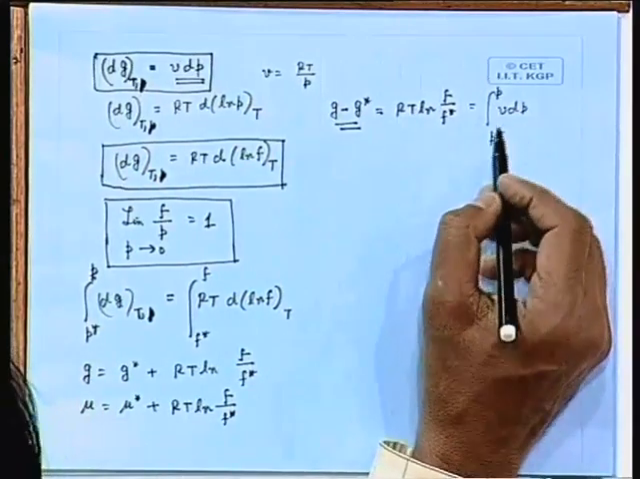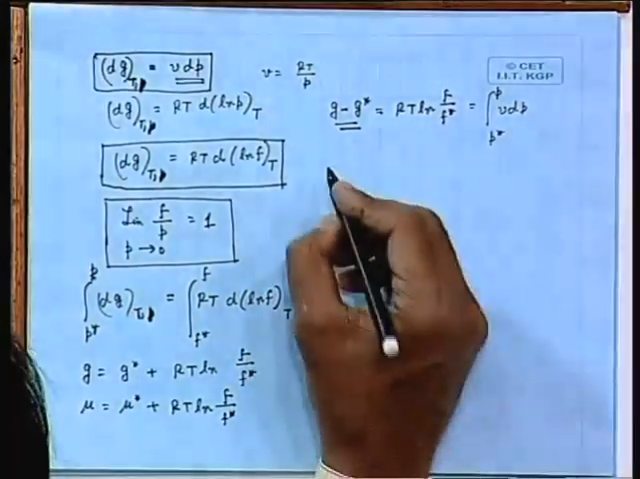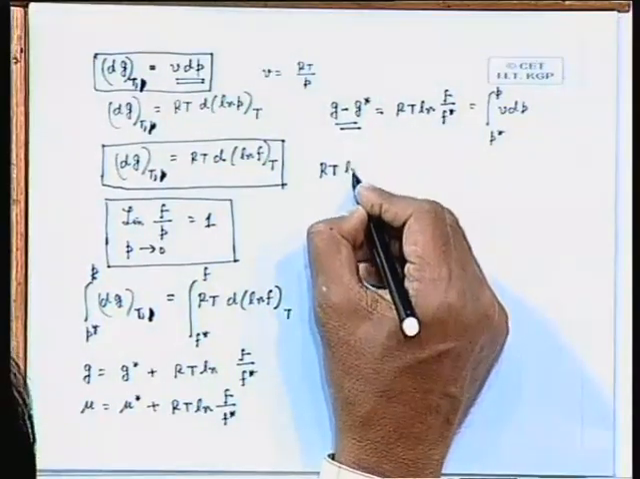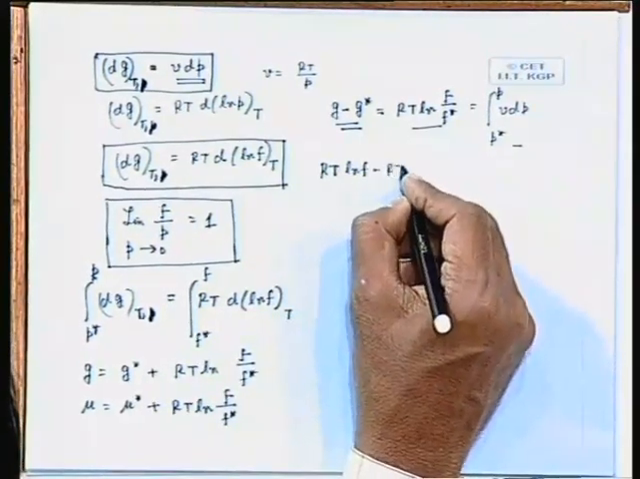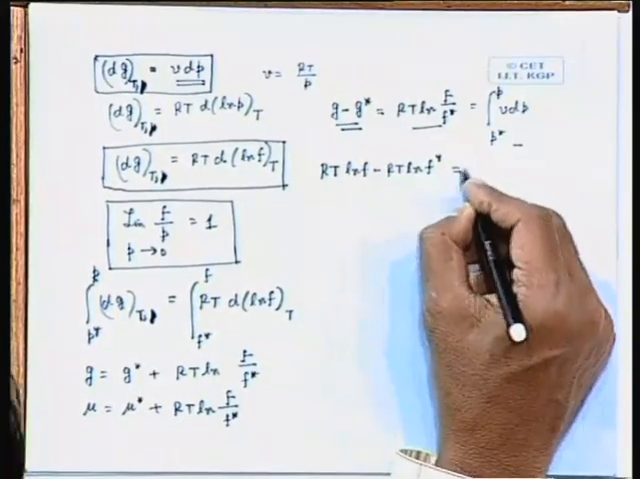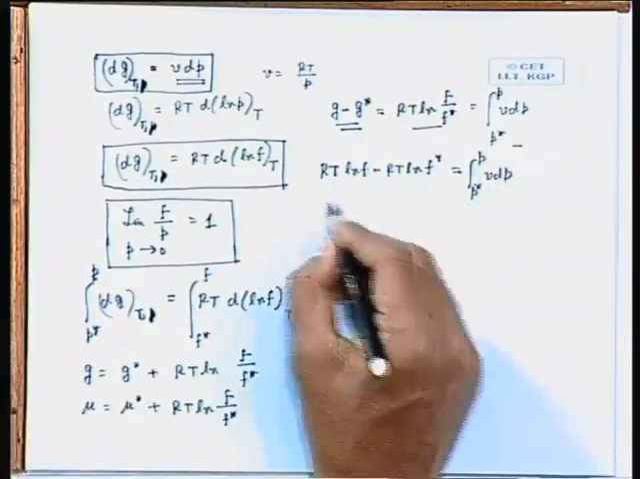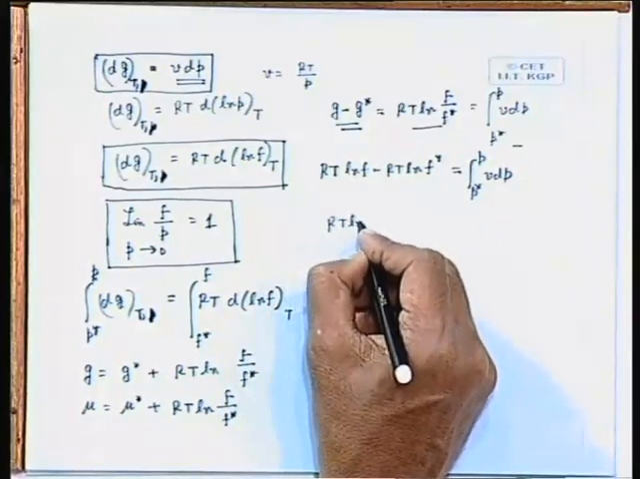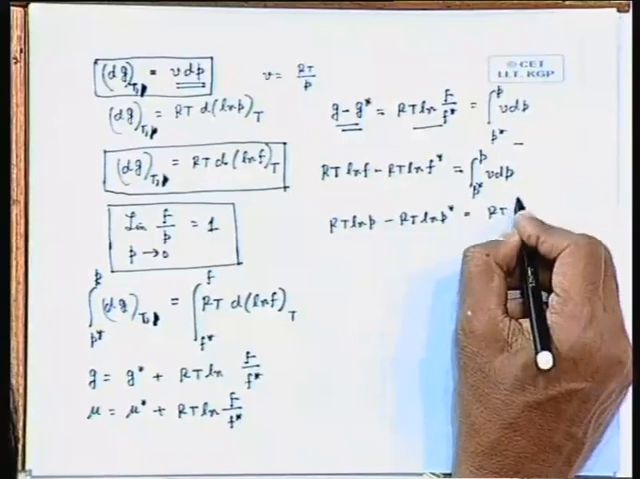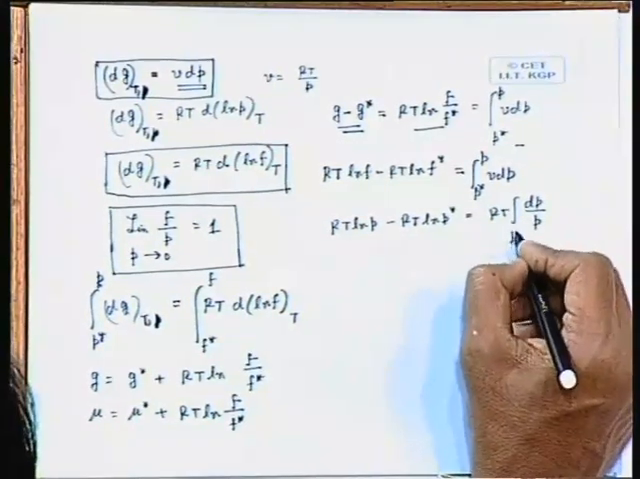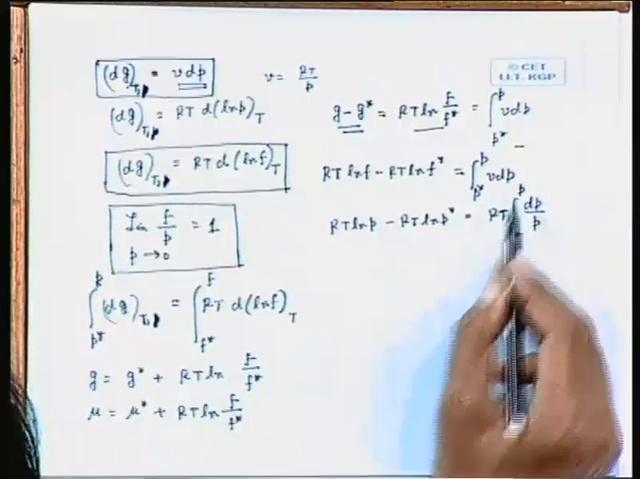If we do this integration of V dp, we cannot do it until we know V as a function of P. So, before that, equating the two expressions, RT ln f minus RT ln f star equals the integral of V dp from P star to P. Now, we can write another equation this way: RT ln P minus RT ln P star is nothing but RT times the integral of dP by P from P star to P, which gives ln P.